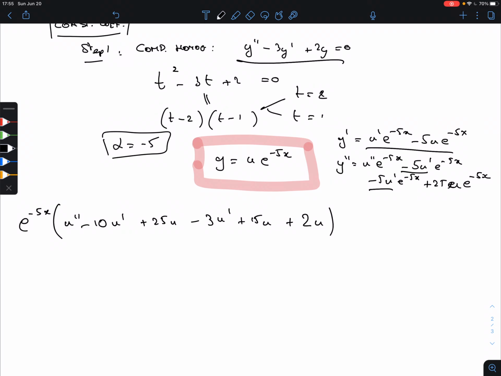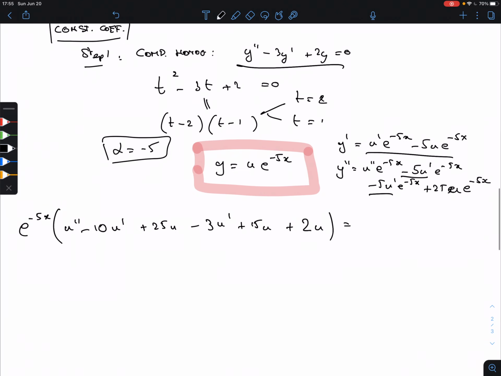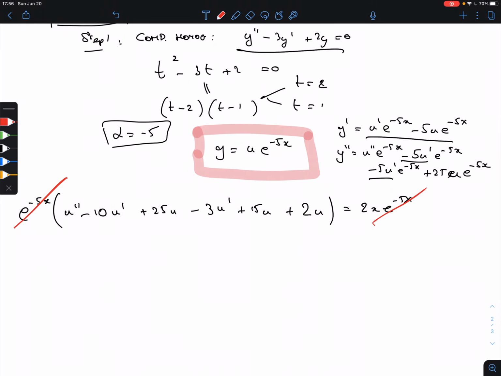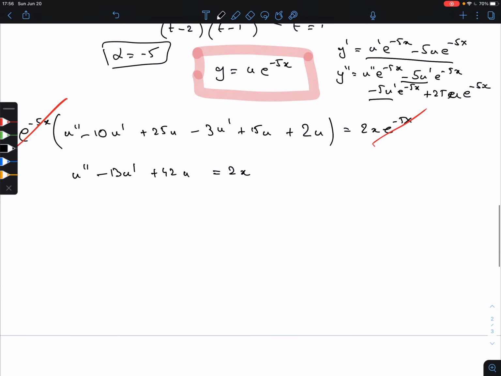So what has to happen? Some things have to happen, and other things might or might not happen. So t2 to the e to the minus 5x, so 2x e to the minus 5x. What has to happen is that this guy disappears, and it does. Does the u cancel here? No, because alpha was not a root, so u should not cancel. Let's see what we have. We have u double prime, then minus 13u prime, and 44 plus 42u, and that is equal to 2x.